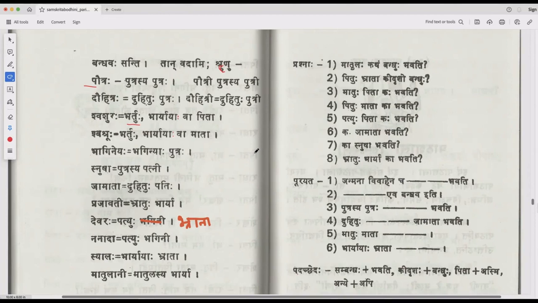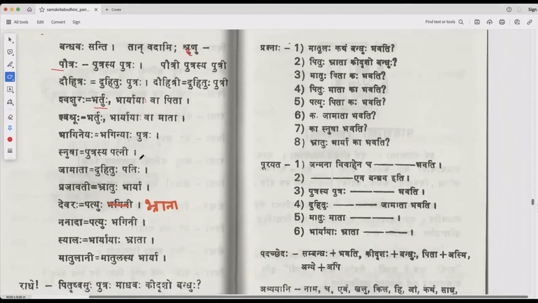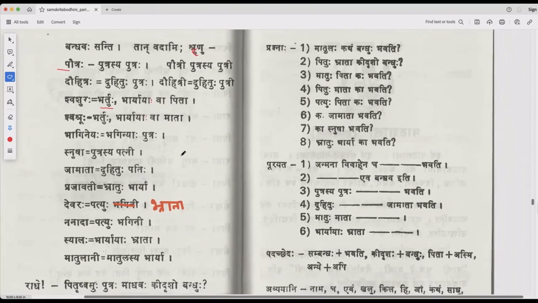Bhagineyaha, bhaginyaha putraha. Nephew, sister's son. Bhagineyaha. Snushaa, putrasya patni, daughter-in-law, son's wife. So bhaginyaha, tell me what is this? Bhagini, ikaranta strilinga bhagini shabdaha, shashti vibhakti ekavachanam. Now you know that relations are all expressed in shashti vibhakti here, right? Because you are talking of belonging to here.